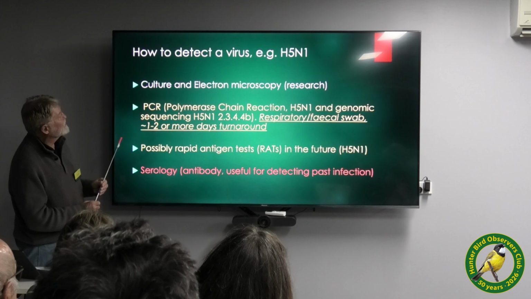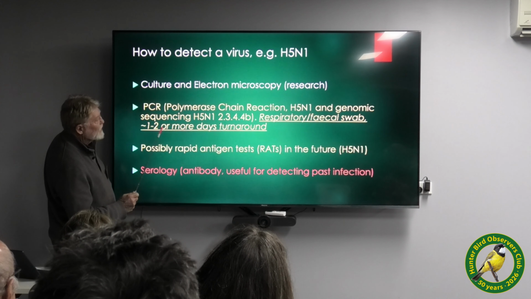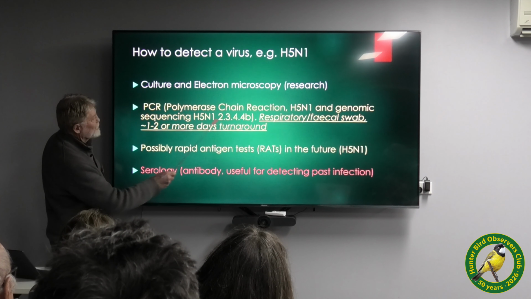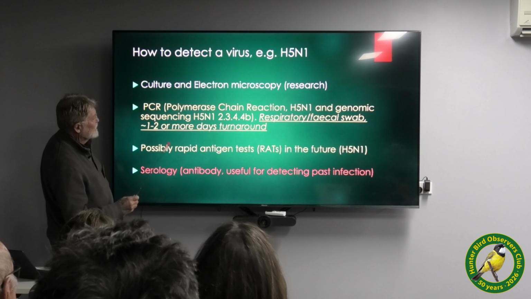Culture and electron microscopy, yes, that's the research tool, so forget that. The PCR, which is just amplification of nucleic material, which everybody said with PCR COVID, well, it's just a technique, so you can do the same for H5N1. And then you need to go further than that: genomic sequencing, to identify it to this level.